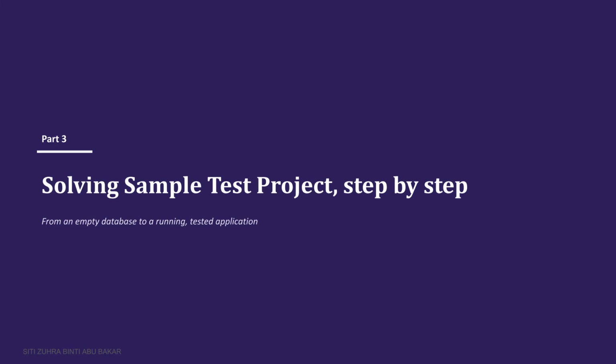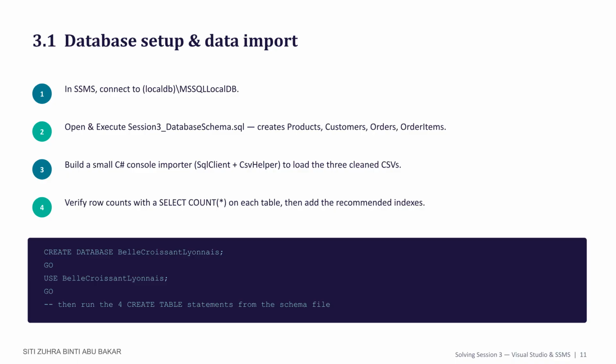Part 3 of this video walks you through the steps to complete the sample test project, transforming an empty database into a functional, tested application. Begin by connecting to your database, executing the schema script to create the necessary tables, building a C# console importer, and verifying your work with counts and indexes.